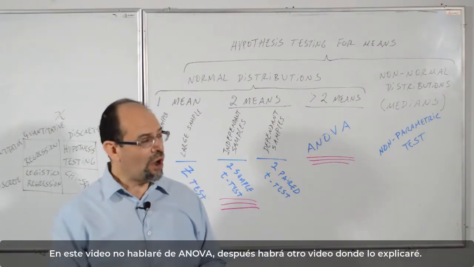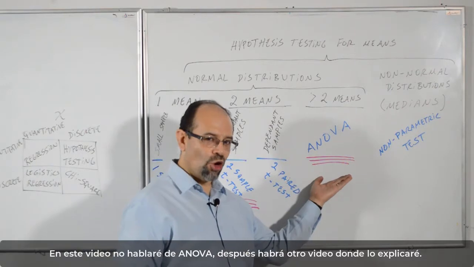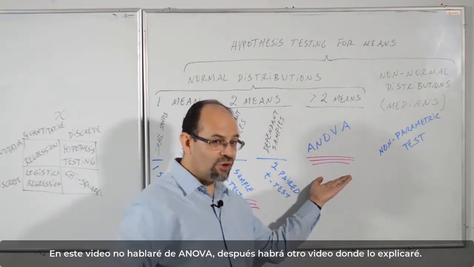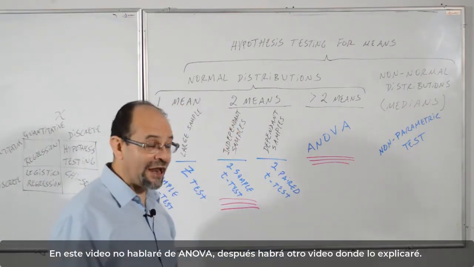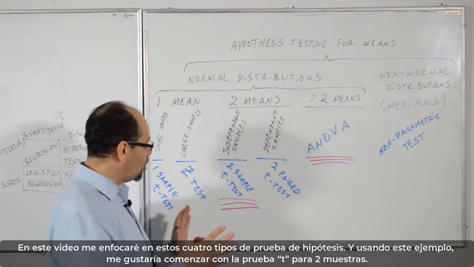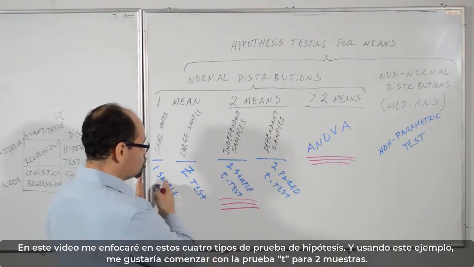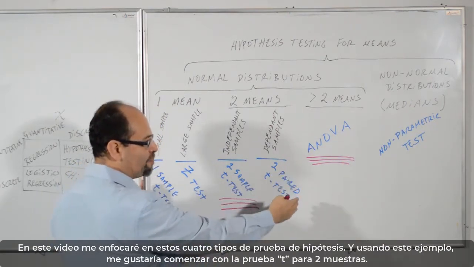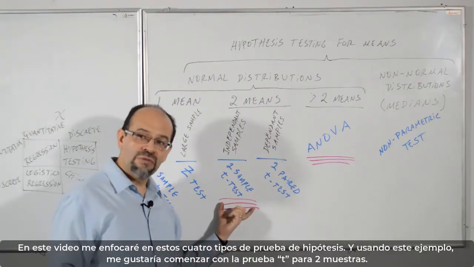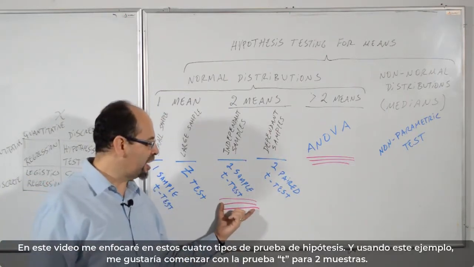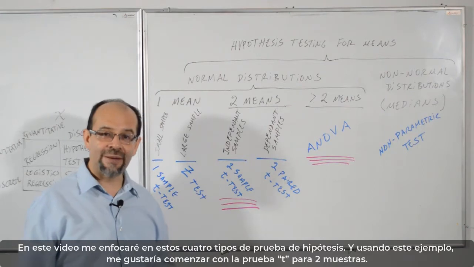In this video, I won't be talking about ANOVA. There will be another video later about ANOVA. So in this video, I'm going to be focused on these four types of hypothesis test. And using this example, I would like to start with the two sample t.